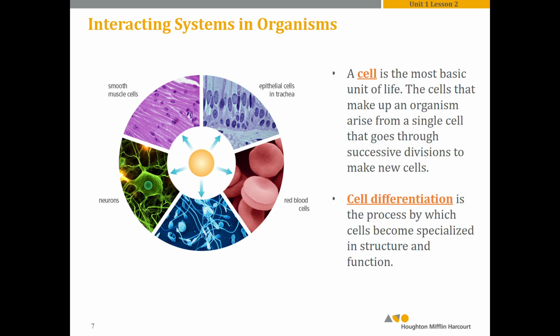Now, how do the cells differentiate? The process is called cell differentiation. It is a process by which cells become specialized in structure and function. For example, in the picture, the middle cell is an unspecialized cell. When it gets specialized by cell differentiation, it can make different types of muscle cells, nerve cells, red blood cells, and so on.